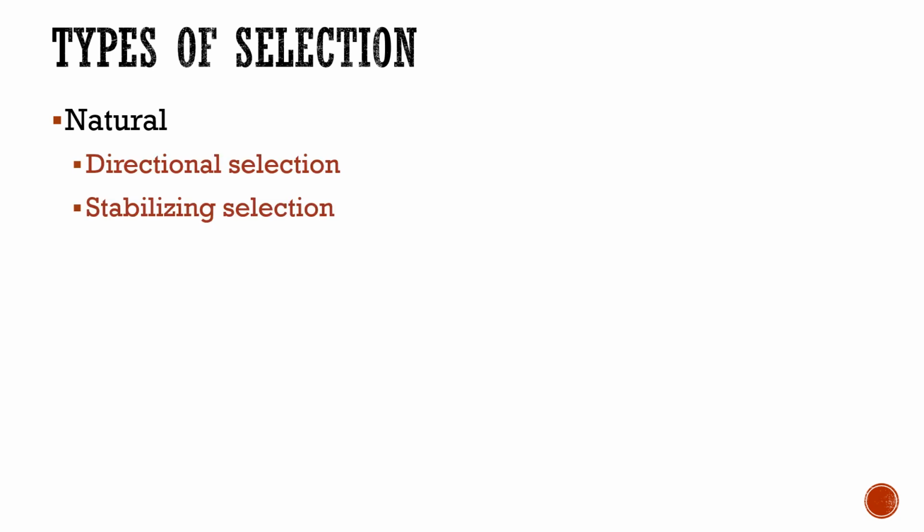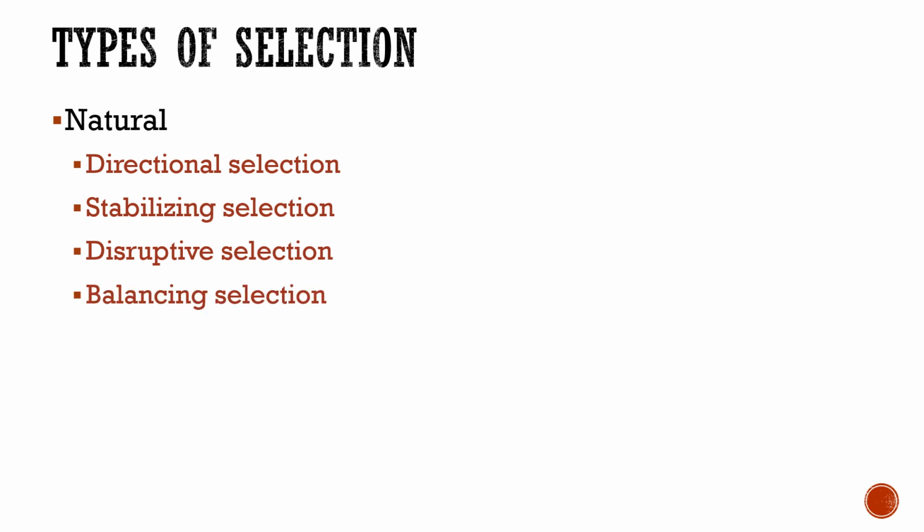First of all, starting with selection. We have natural selection, and there are 4 different patterns that we look at for selection: directional, stabilizing, disruptive, and balancing.